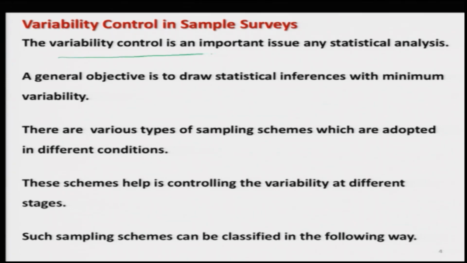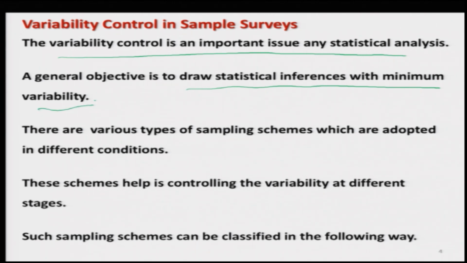So, the first step where you can control the variability is the sample survey, where you are trying to collect the data. So, the question is how we can do it in sampling theory. Okay, so, now variability control is a very important issue in any statistical analysis, and we would always like to have a statistical inference which gives us the result with the minimum variability.